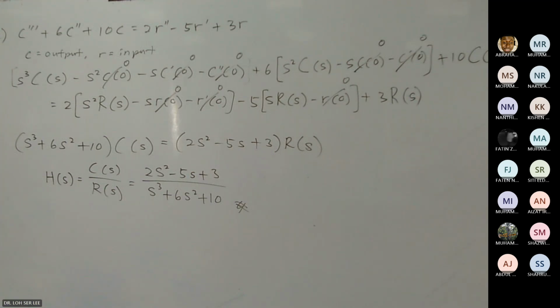Okay. Any questions for number 2? Now we look at the last one, number 3, for the transfer function.